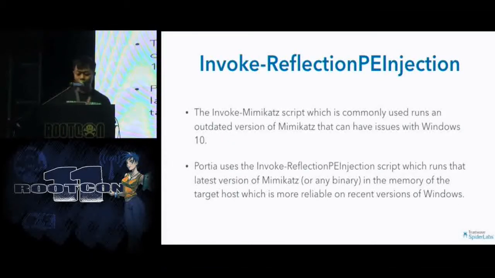Next, we'd like to talk about Invoke-ReflectivePEInjection. So what is this Invoke-ReflectivePEInjection? What we realize is that when you use the PowerShell script Invoke-Mimikatz on some modern system, it can't dump the credentials. The issue is that it's actually running an outdated version of Mimikatz. So by using the Invoke-ReflectivePEInjection script, we can embed the latest version of Mimikatz and run it in the memory of the target host so that it can run on a modern system.